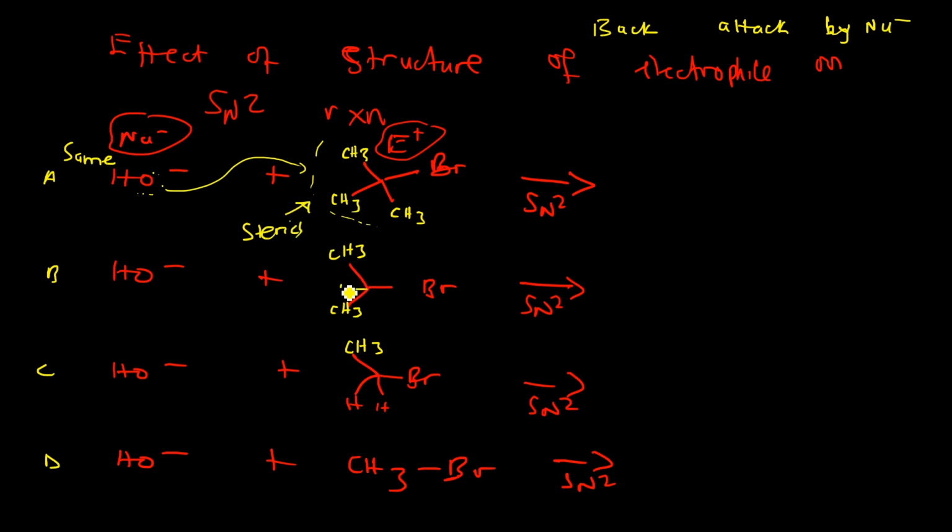So the more R groups, meaning alkyl groups or carbon-containing structures, you have on the backside of the electrophile, the more steric hindrance or crowding you have on the back, and the slower the reaction will go. So this guy will go the fastest.